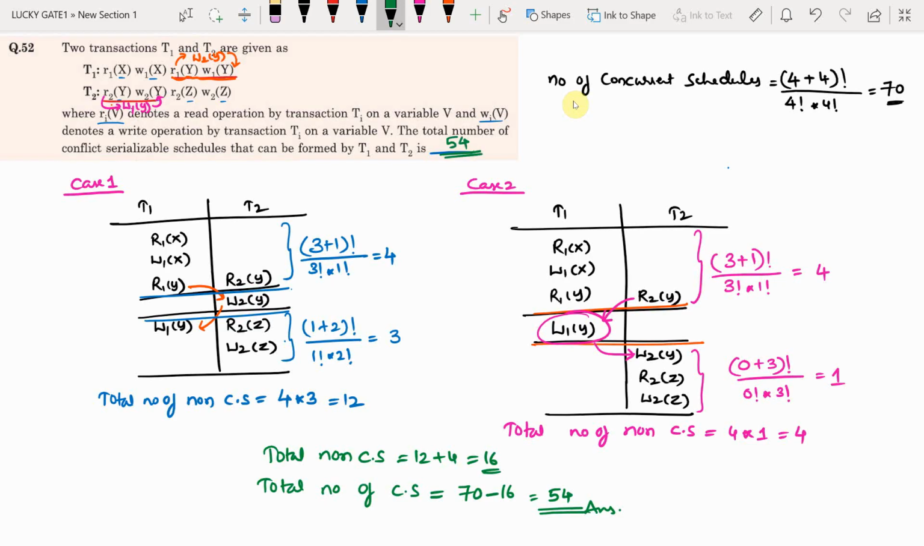I feel it is a worthwhile question for 2 marks, and this is the kind of question you can expect.